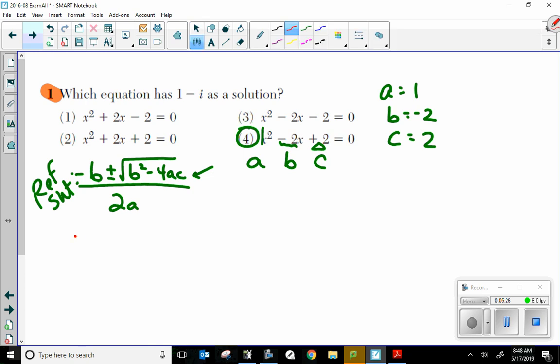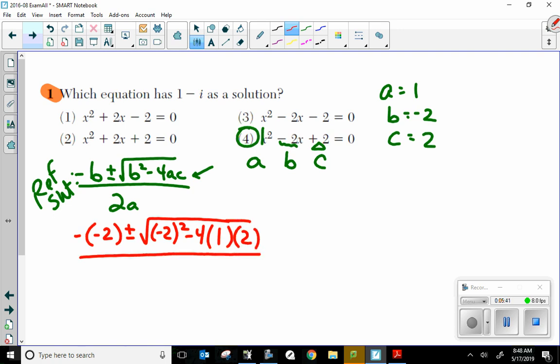Okay, I negate my B value, which is already -2, plus or minus the square root of my B value, -2 squared, minus 4 times A, which is 1, times C, which is 2, all over 2 times A, which is 1. All right, so let's simplify it. Okay, when I negate a negative, well, that just means +2, plus or minus.